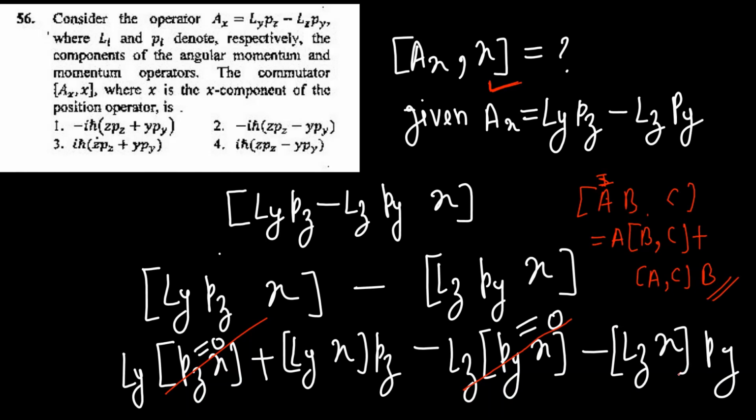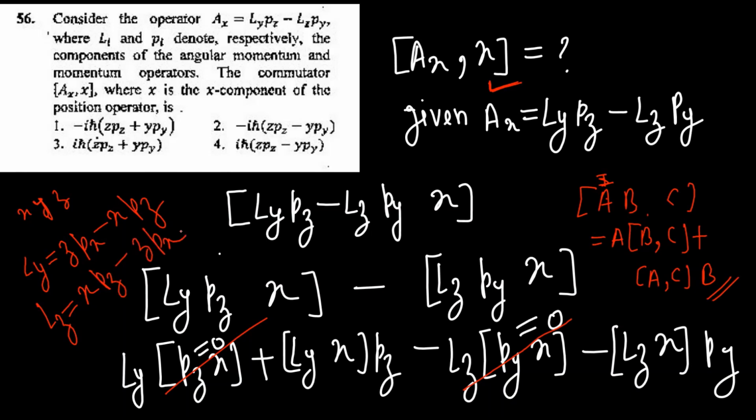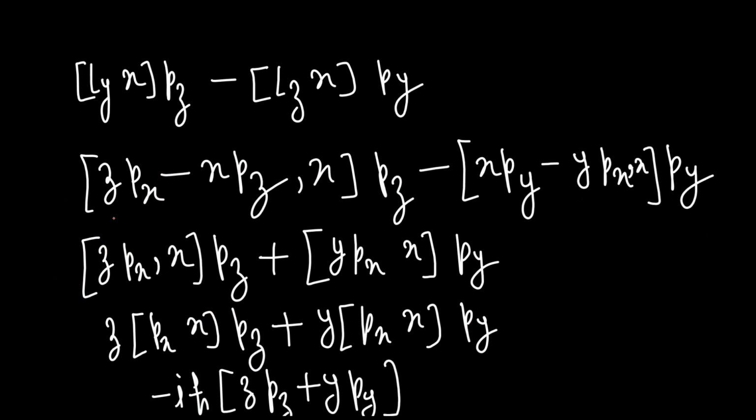Now you have only these two terms. Okay, and you can open this Ly. How can you open this? For Ly, x, y, z: if you have to find the value of Ly, then start with z. It is z px minus x pz. Similarly, if you want to calculate the value of Lz, then after z comes x, so start with x. It is x py minus y px. Okay, so now open this commutator. Using this relation, I have put the value of Ly and Lz over here. Now open this.